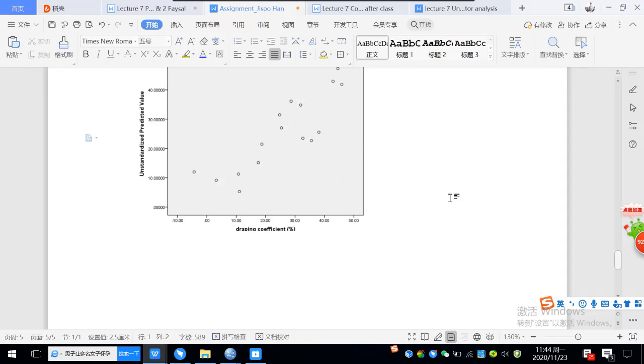Okay, so this practice is a little bit complicated, right? But I just want to use this practice to let you know it's very important to draw the scatter plot first to see if they really have a linear relationship. Okay? Everybody, can you understand?